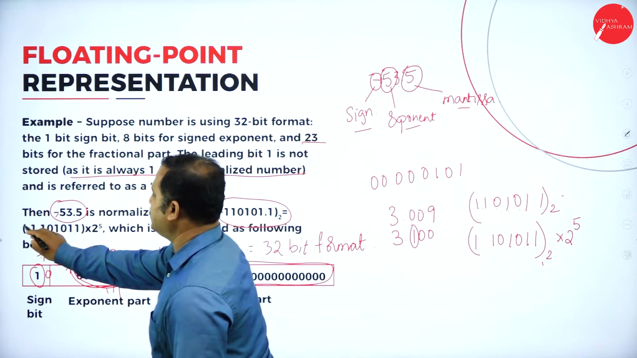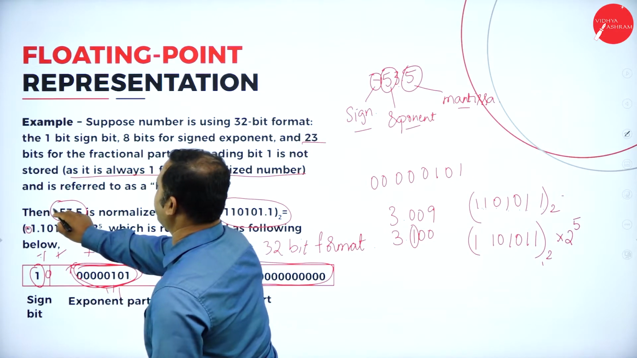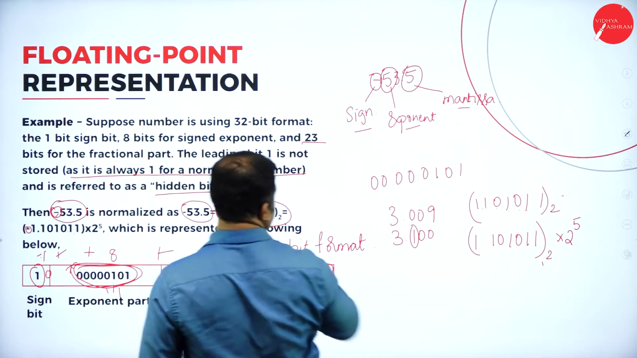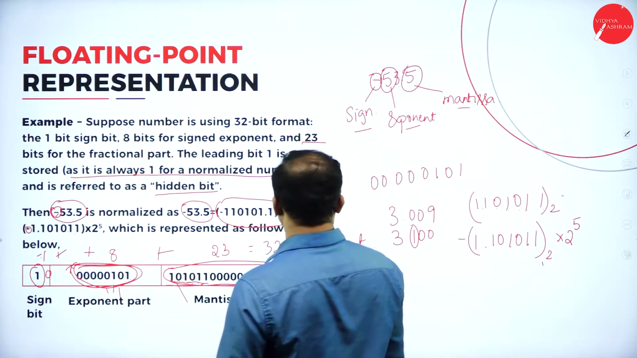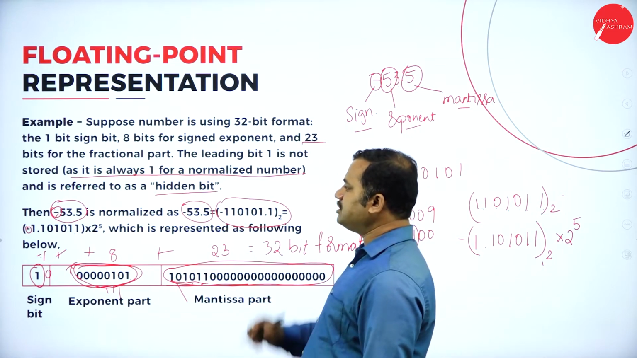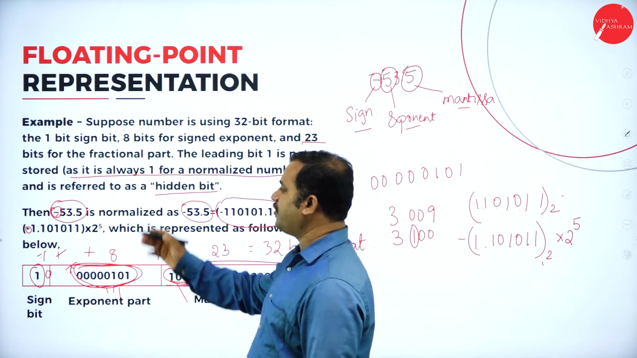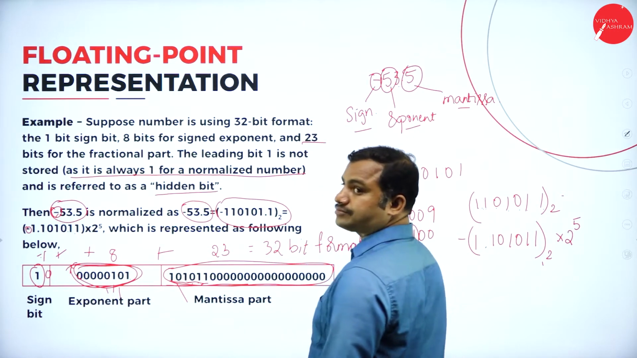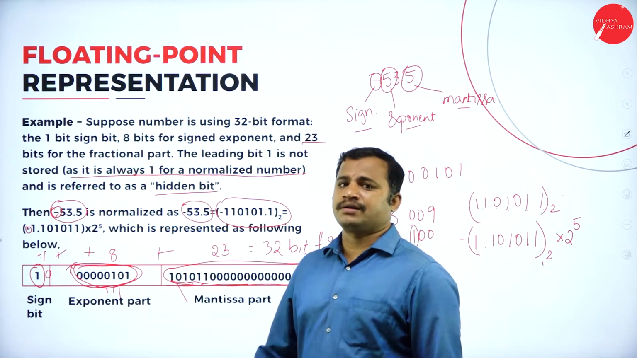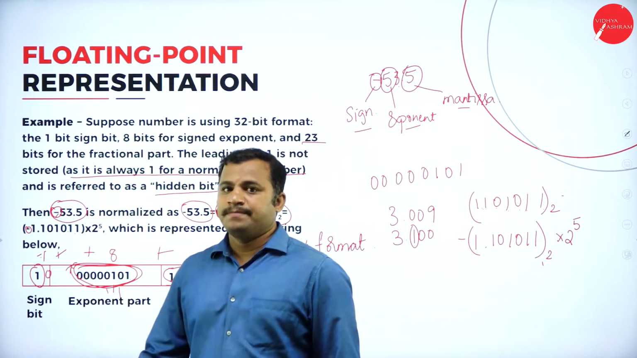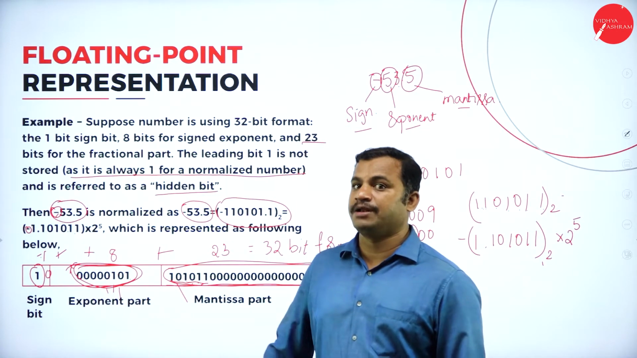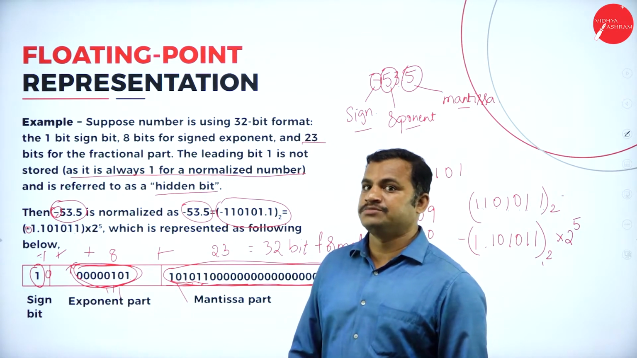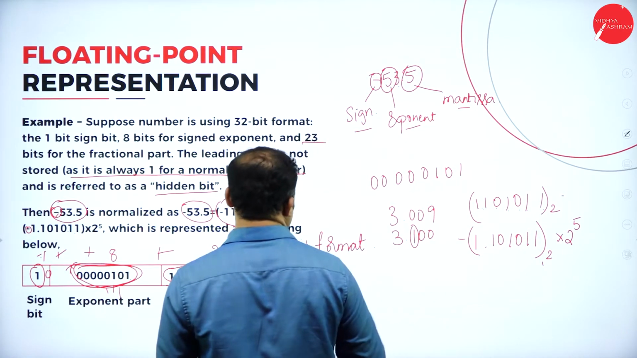What does this minus sign indicate? Since it is a negative number, I have the minus sign here. So I will place the minus sign here and the point here. So if that is the case, I will represent the number minus 53.5 in this format. If this is the number minus 53.5, then how can I represent other numbers? That is also possible. How? Let me tell you that.